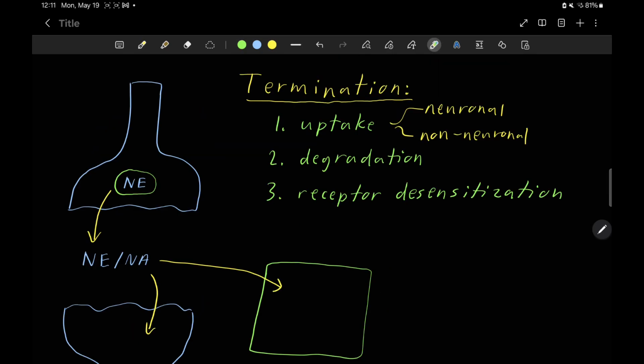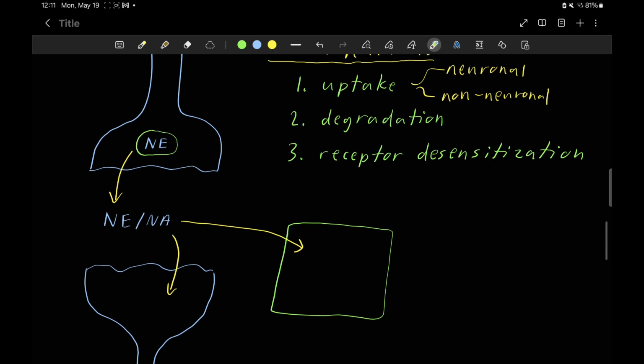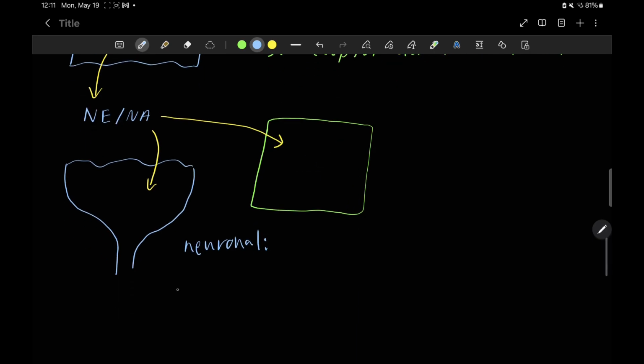Another important thing to note is that these processes of uptake into either your neuronal or non-neuronal cells, these reuptake mechanisms, can be inhibited by various different things. By inhibiting these reuptake mechanisms, you end up with more norepinephrine in your synapse and more response. So they increase response basically by preventing termination. Things that can inhibit neuronal reuptake are, for example, cocaine, antidepressants. What else? Amphetamines.